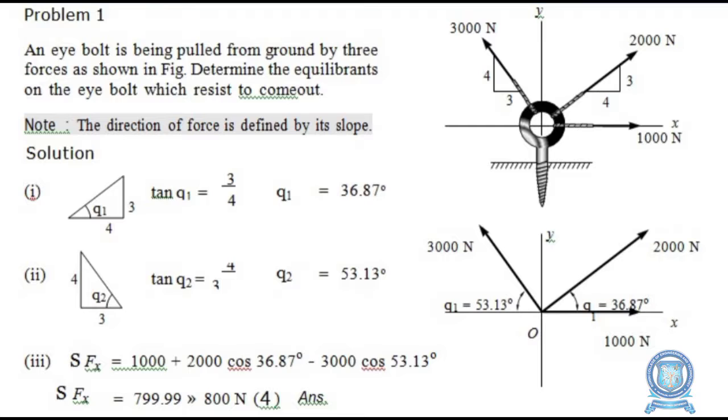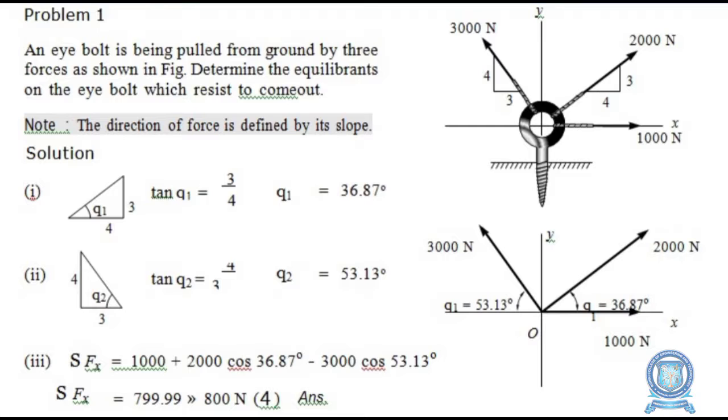See the diagram. The bolt is bolted to the ground and three forces are acting. One is a 1000 Newton force, which is perfectly horizontal. The second is a 2000 Newton force acting in the first quadrant, which has both components positive. The third is a 3000 Newton force acting in the second quadrant, where the vertical component is positive and the horizontal component is negative. The angles of the two forces are not given, but instead they have given the slopes 3 by 4 and 4 by 3. With the slope we can first find the angle of the 2000 Newton force and the 3000 Newton force.